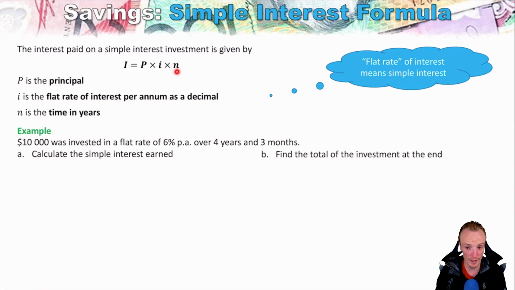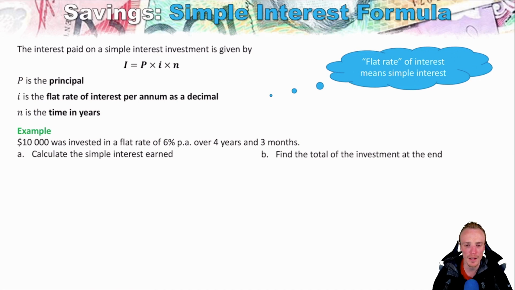Now, you might see this written in different ways. I know I've seen it before as I equals PRT, so principal, rate, and time. It's the same formula. If you see it written in a different way, it is the same formula and you can just follow the same steps that we're going to show you here. So let's get into some questions though.